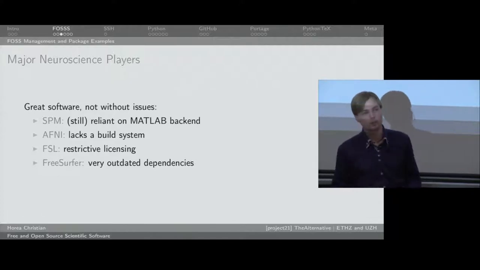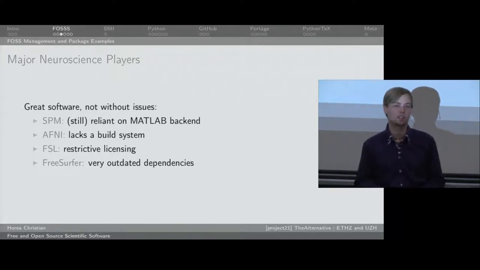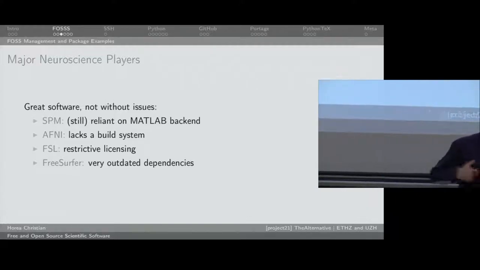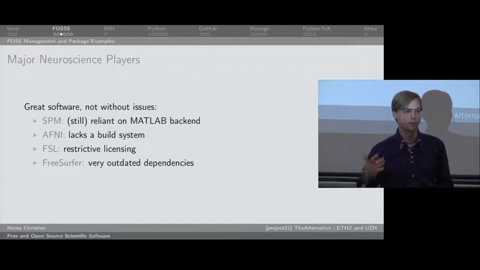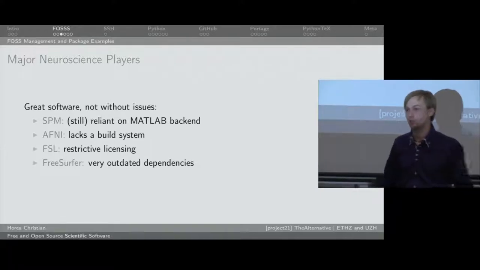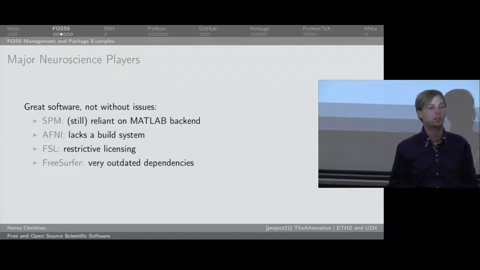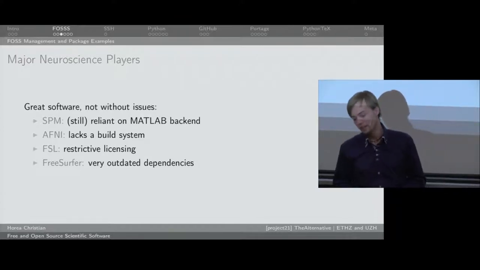AFNI is another really big package for neuroscience. One of the shortcomings it has is that it lacks a build system. It's evolved very organically with lots of makefiles. Everybody contributes a couple of packages. They write a makefile for that. And in the end, you have a jumble of makefiles which all point at each other. And it kind of works, but debugging a compilation of AFNI is not something which is very nice.